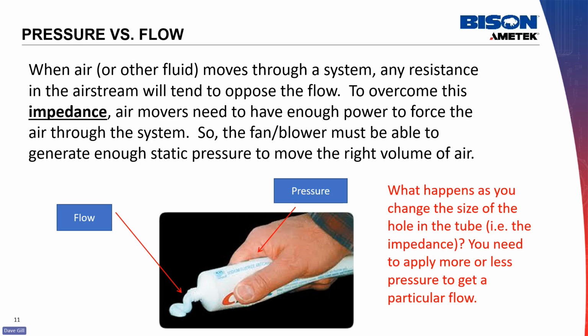When air or another fluid moves through a system, any resistance in the airstream will tend to oppose the flow. To overcome this resistance or impedance, air movers need to have enough power to force the air through the system. Therefore, the fan or blower must be able to generate enough static pressure to move the air. In the photo below, what happens as you change the size of the hole in the toothpaste tube, i.e., you change the impedance, is that you need to vary your pressure. You need more or less pressure to get a particular flow of material.